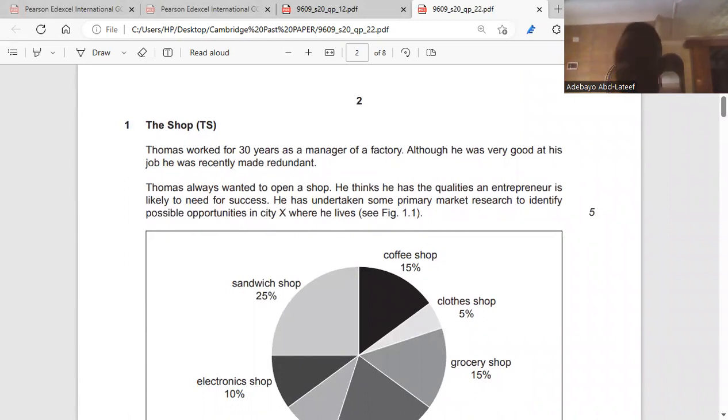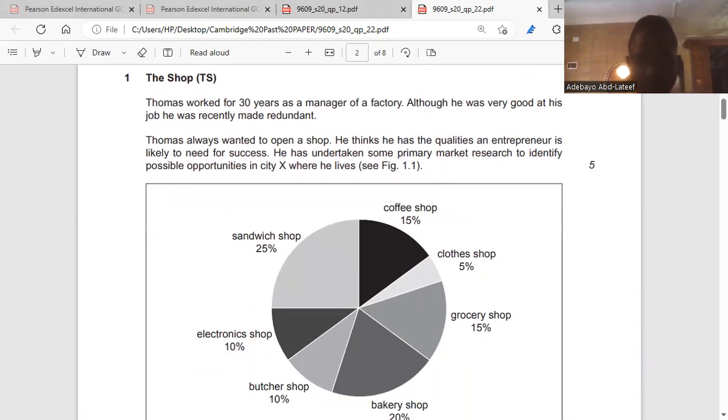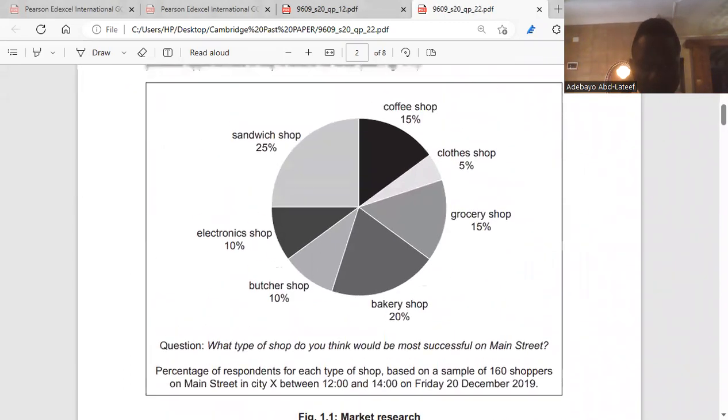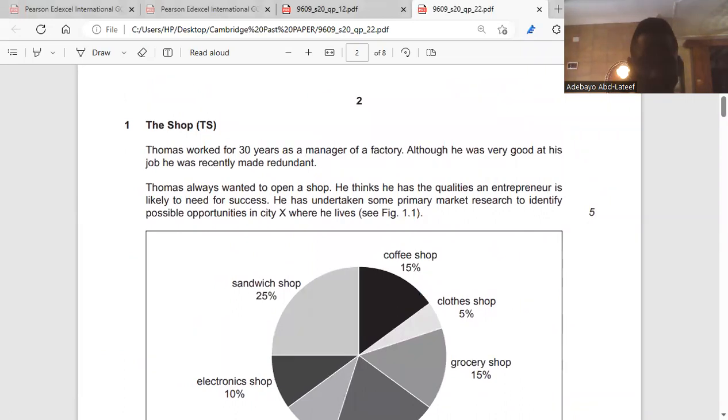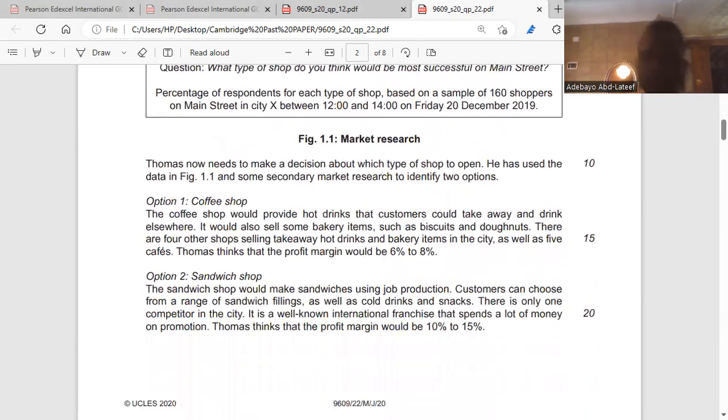The shop. Thomas worked for 30 years as a manager of a factory. Although he was very good at his job, he was recently made redundant. Thomas always wanted to open a shop. He thinks he has the qualities an entrepreneur is likely to need for success. He has undertaken some primary market research to identify possible opportunities in City X where he lives. Thomas now needs to make a decision about which type of shop to open. He has used the data in figure 1.1 and some secondary market research to identify 2 options.